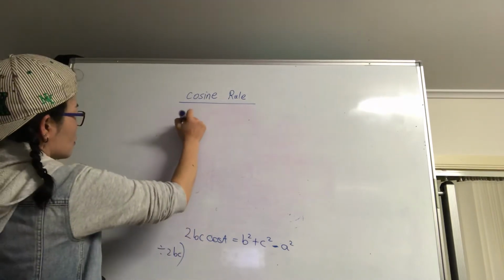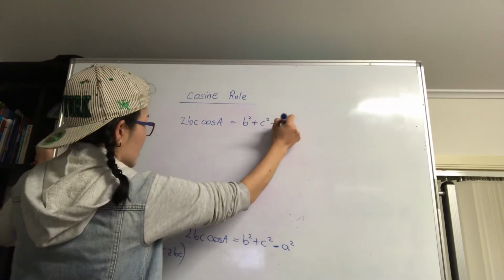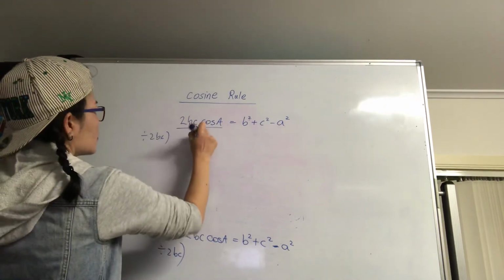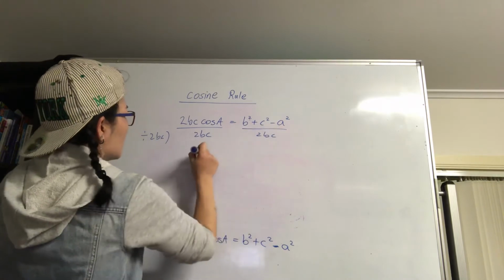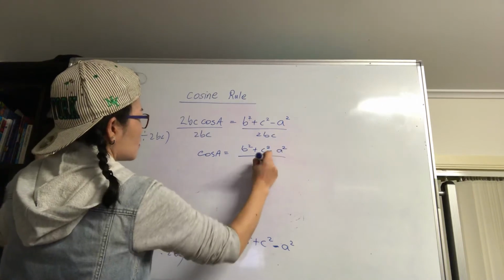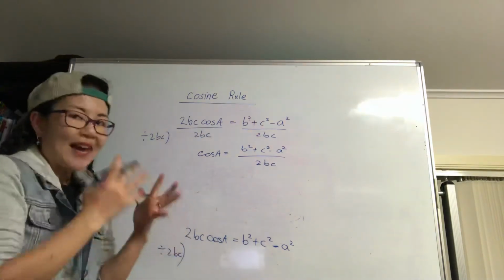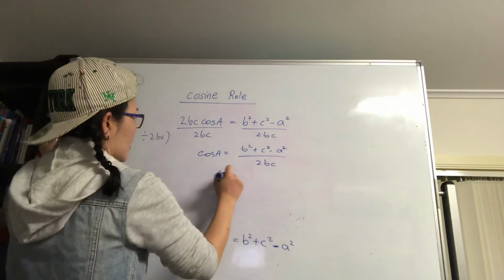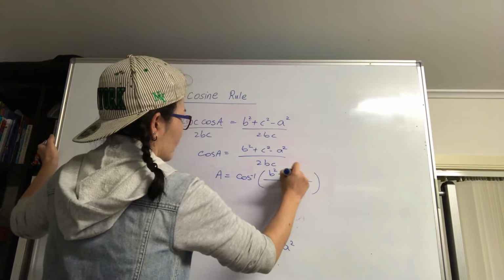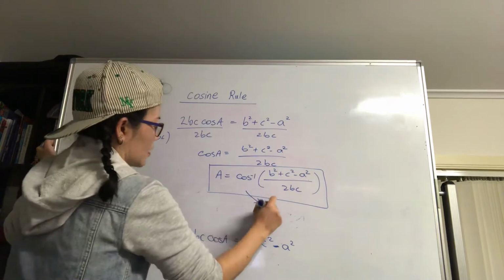It will be 2bc cos A equals b squared plus c squared minus a squared, divided by 2bc. Then cos A equals (b squared plus c squared minus a squared) over 2bc. Okay, now we don't want cos A, that's just a ratio. We want the angle A. So A equals cos inverse of the whole thing, b squared plus c squared minus a squared over 2bc. Now that is your formula to find the angle.